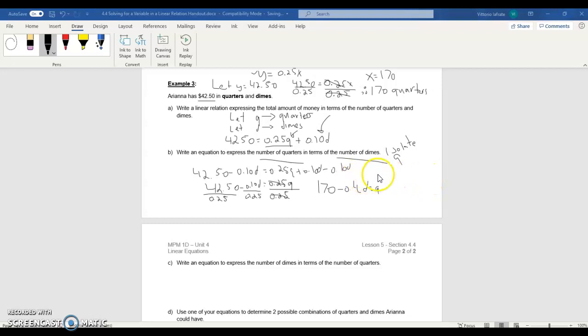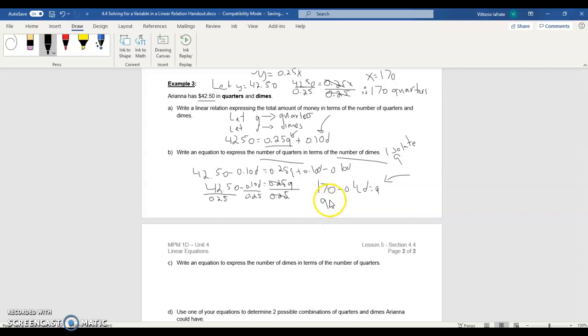This is 4.4 part 2. Let's just finish up the question we started in 4.4 part 1, where we had our equation written like this. We were expressing the number of quarters in terms of the number of dimes. We had finished off with this equation here, but just to rewrite it properly in the form of y is equal to mx plus b.